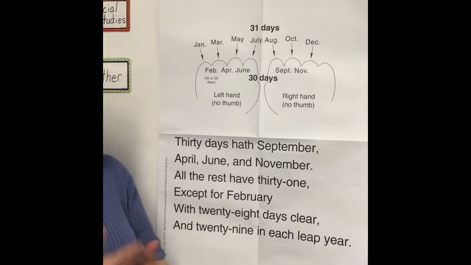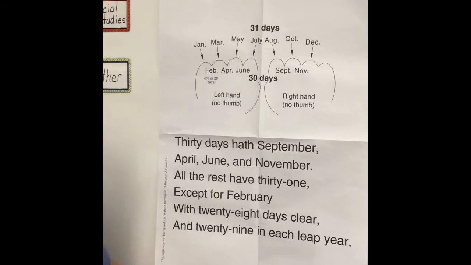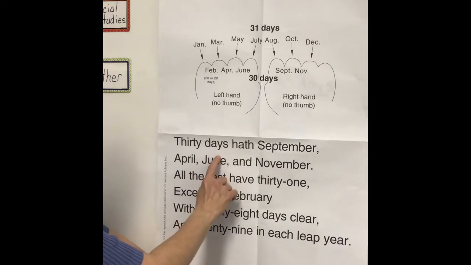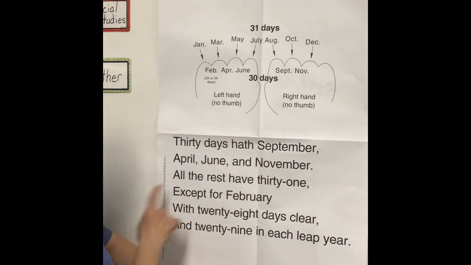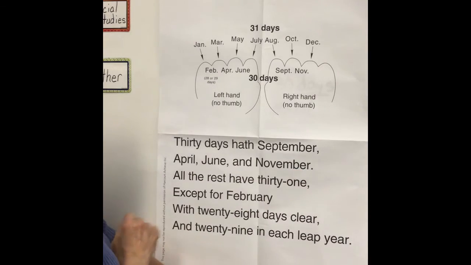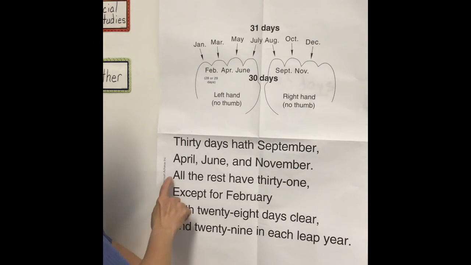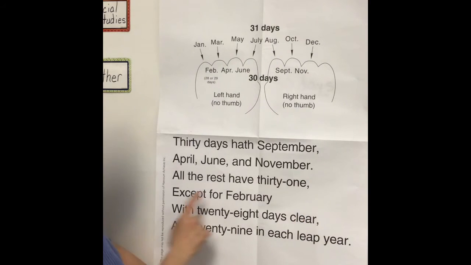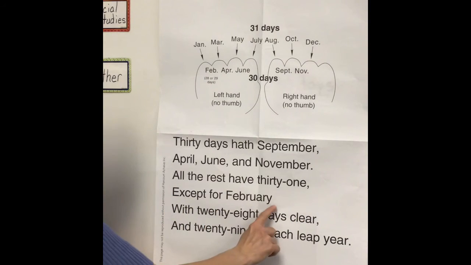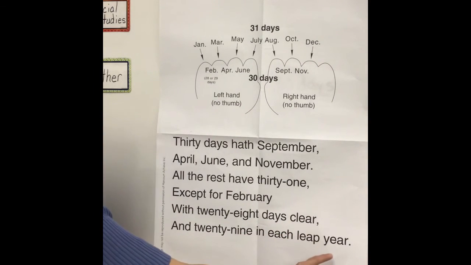So our book has given us 2 ways to help us remember how many days are in each month. This bottom one is a poem. And this is probably what your parents learned. That's what I learned, okay? It's a poem. Let's read it. 30 days has September, April, June, and November. So those are the 4 months that have the 30 days. All the rest have 31, except for February, with 28 days clear and 29 in each leap year.